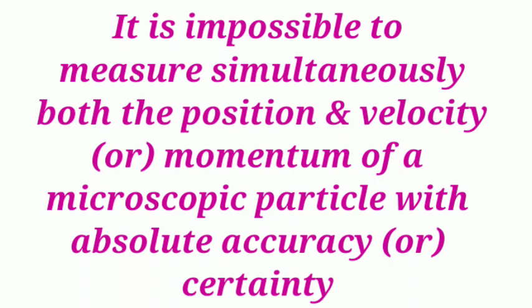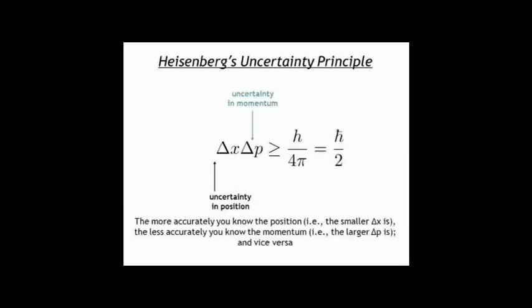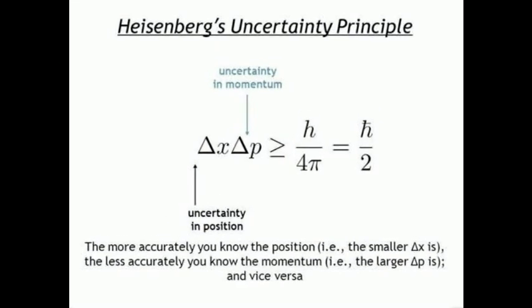So this is applicable only for microscopic particles. Now what about the mathematical expression for the Heisenberg uncertainty principle? It is mathematically expressed as del x into del p is greater than or equal to h divided by 4 pi. Here h divided by 4 pi is h bar divided by 2. Here del x is the uncertainty in position, and del p is the uncertainty in momentum.